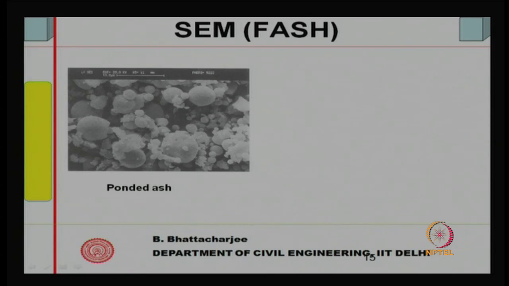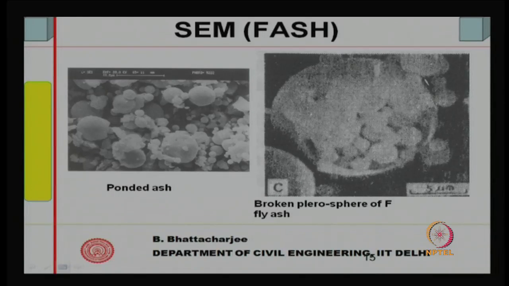So, all of them actually have a spherical shape, and there is something called a plerosphere of type F fly ash. There are larger spheres in ponded ash, which, if you break them, you will find finer spheres within them. There are some hollow spheres which we call cenospheres. So, fly ash particles are something like this.